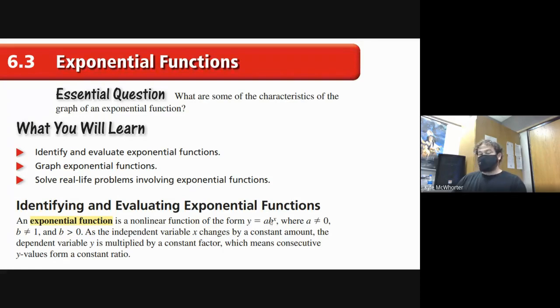B is positive and it's not 1, right? It can be smaller than 1, it could be bigger than 1, it can't equal 1, and it can't be 0 or negative, right? A can be anything but 0. A can be positive or negative. B has to be positive, and then you'll see we'll get a different kind of graph for when b is between 0 and 1, and for when b is bigger than 1.